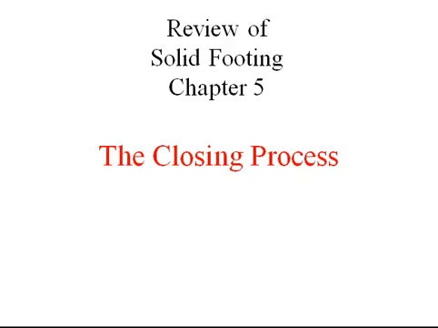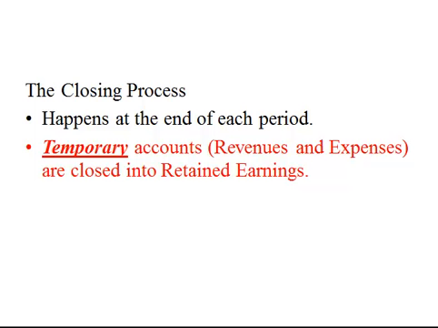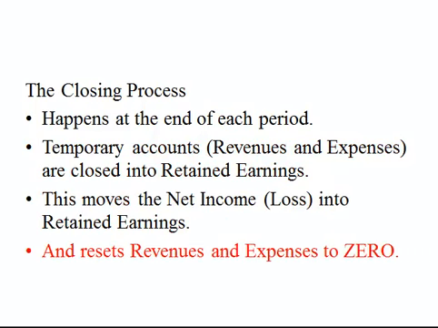In Solid Footing Chapter 5, we review the closing process. The closing process happens at the end of each period. As a result of the closing process, temporary accounts are closed out and revenues and expenses are moved into retained earnings. With revenues and expenses closed out, the accounts are reset to zero and we're ready to begin the next period.